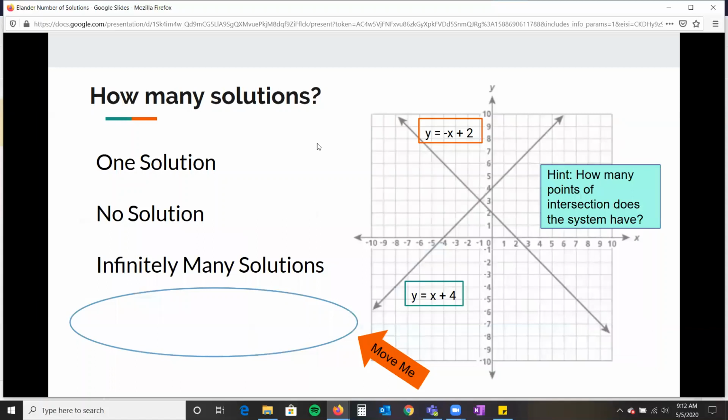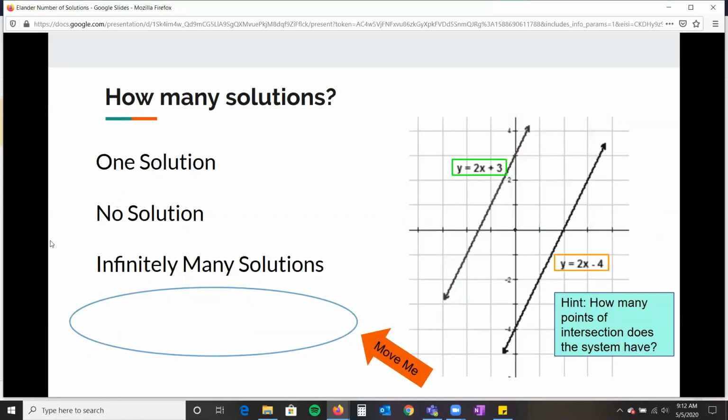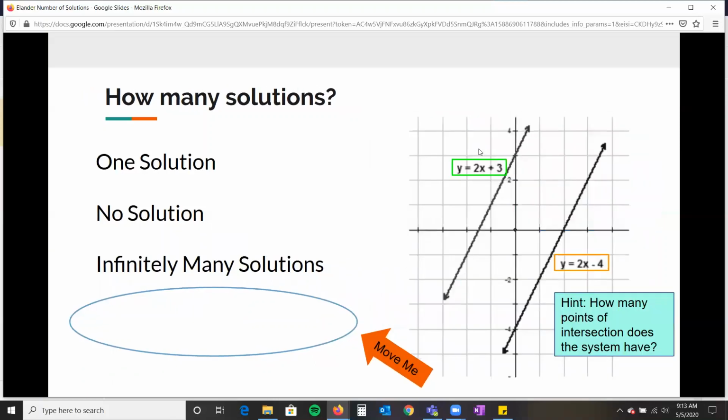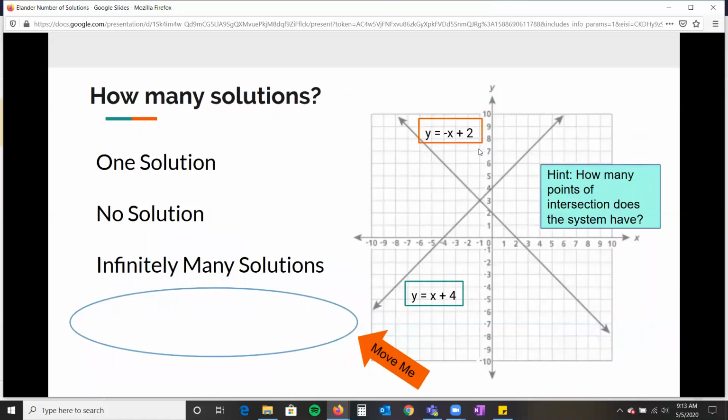So this is what I want you guys to go ahead and do. On your slides, there's 1, 2, 3. I didn't delete the other slide. I want you guys to go ahead and do all 3 of these and say if it is one solution, no solution, or infinitely many solutions.